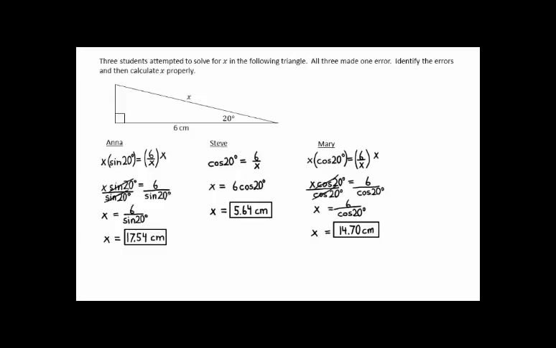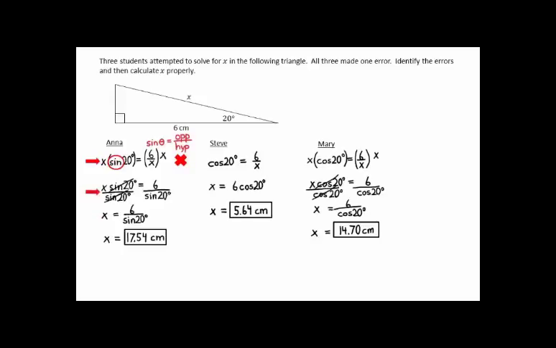Let's consider Anna's solution. First step, she states that sine of 20 degrees equals 6 over x. Recall that sine is the opposite side divided by the hypotenuse. In this particular question, the 6 is not the opposite side, but the adjacent side. Therefore, Anna has gone wrong in her first step.